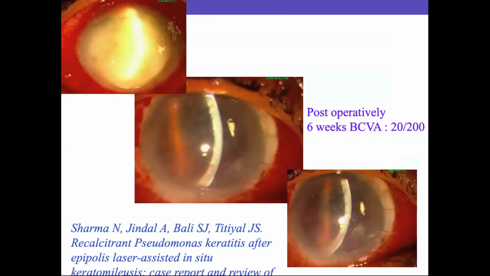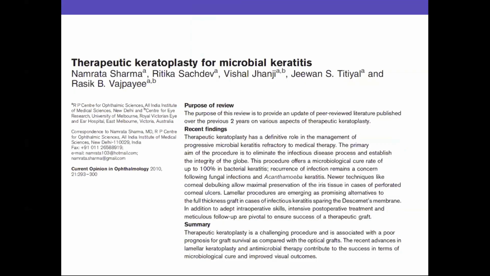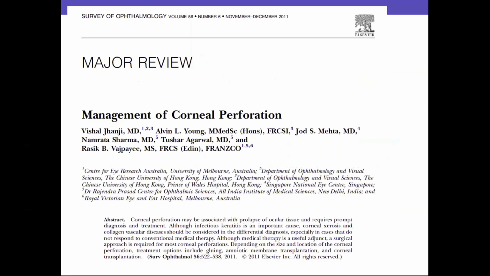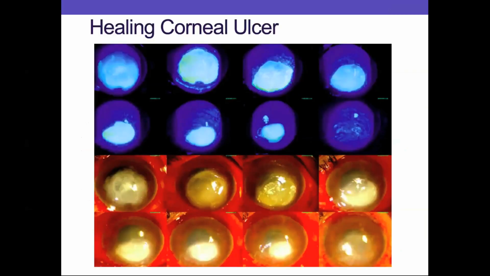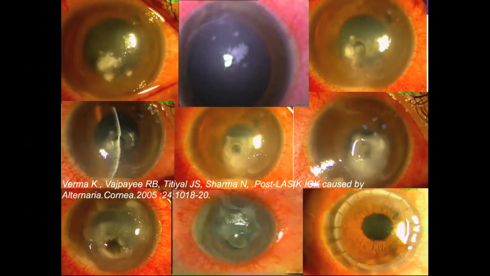And this is a case where later on you can do an optical penetrating keratoplasty. So if you want to know the details of therapeutic grafts, we've written two articles, one in Current Opinion in Ophthalmology and the other in Survey of Ophthalmology, the details of which are very much there. And this should be the healing of the ulcer over a period of time, so that it becomes a faint scar.